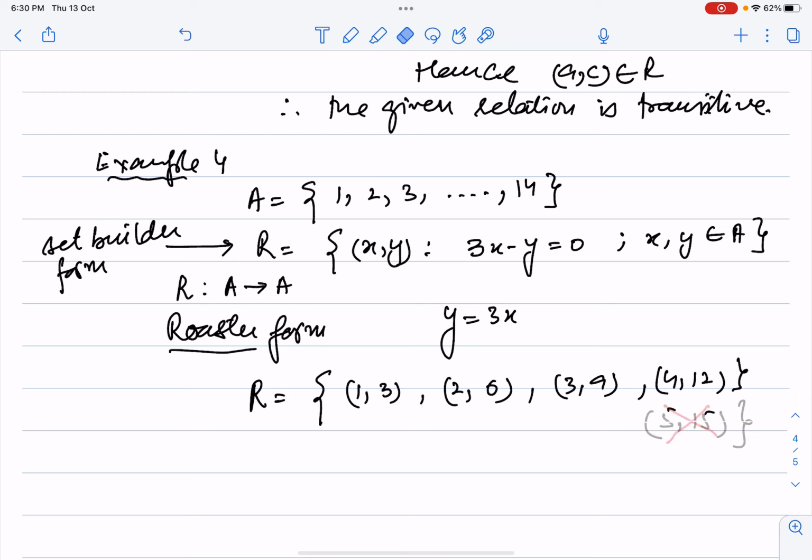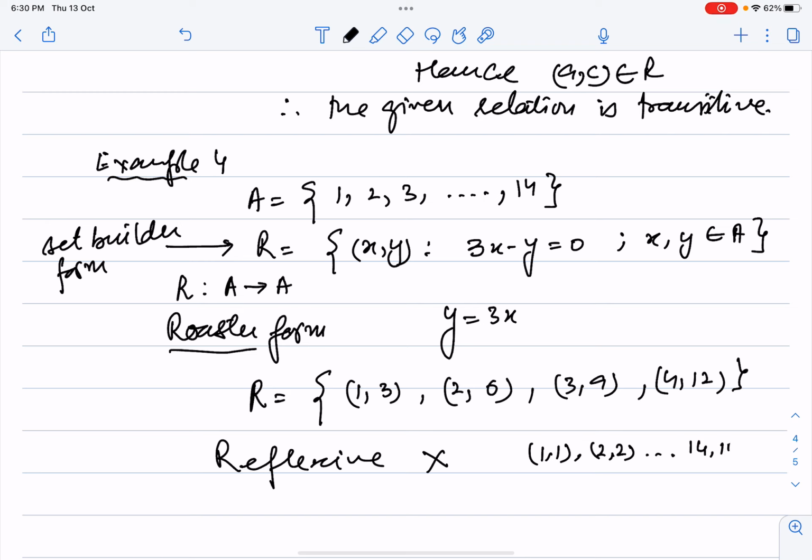Let me delete this. So is it a reflexive relation? No. Why no? Because a relation is reflexive only if it has (1, 1), (2, 2), and so on up to (14, 14). These must be there. The others may or may not be there. Since these are not there, it is not a reflexive relation.